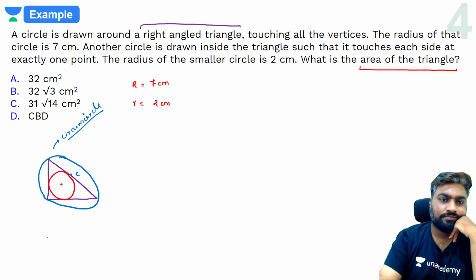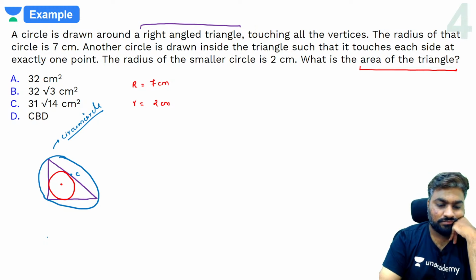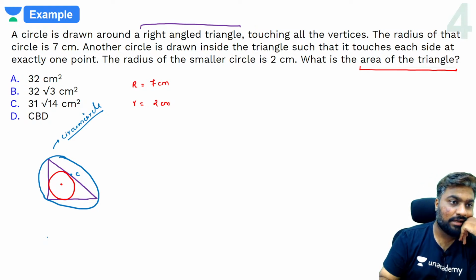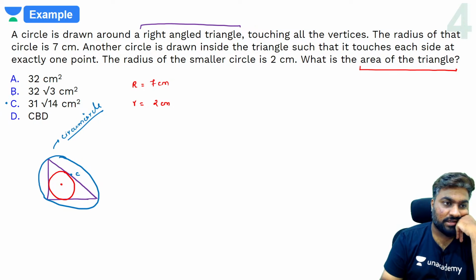Anyone? Okay, Roger says C, 31 root 14. Janvi is still trying. Okay. Shreyashi also says C, 31 root 14.